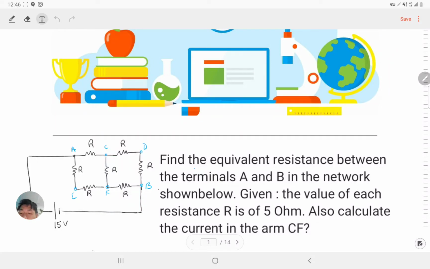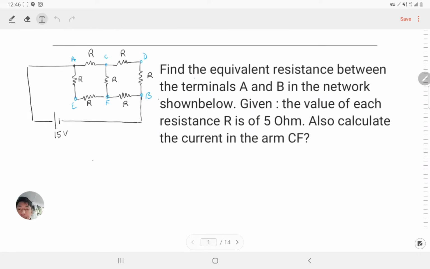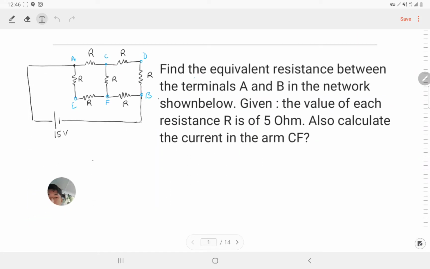So now we come to know about what Kirchhoff's rule is about. Let's try and apply Kirchhoff's law and solve the question. As you can see in the diagram, we have a circuit with 3 loops.